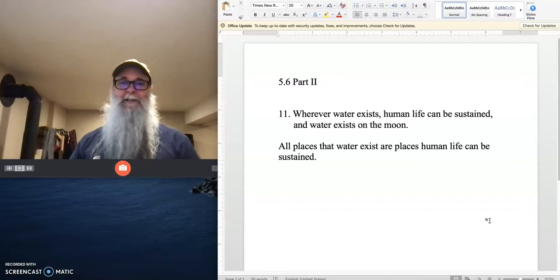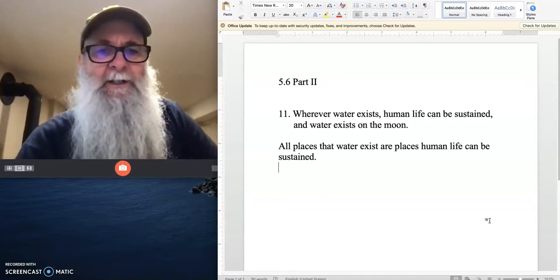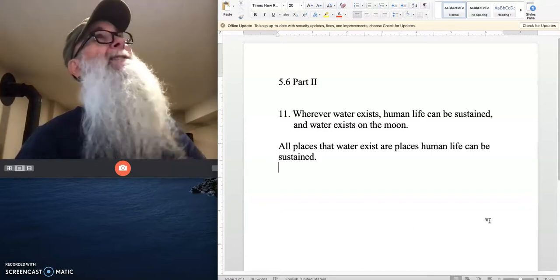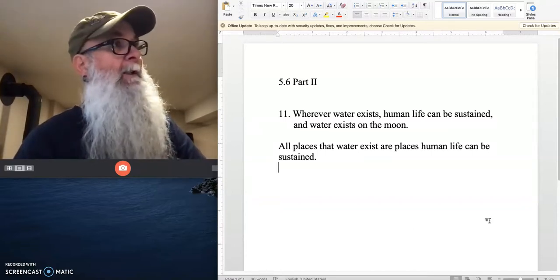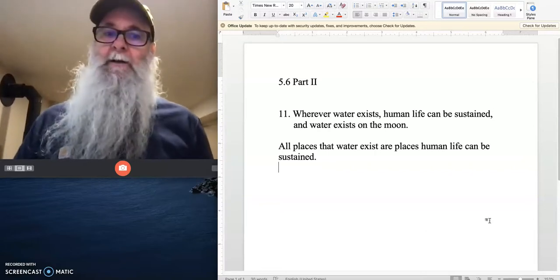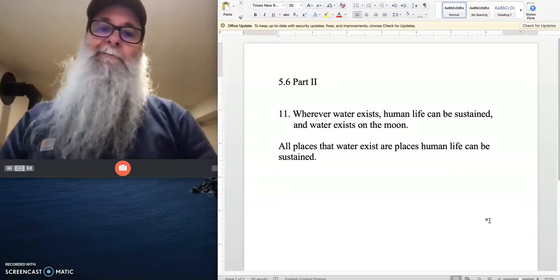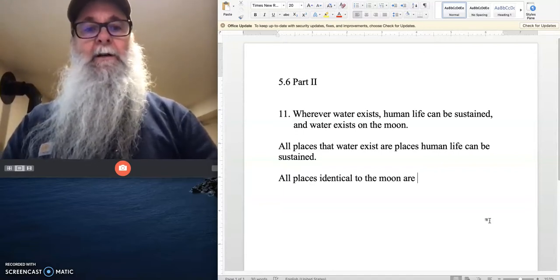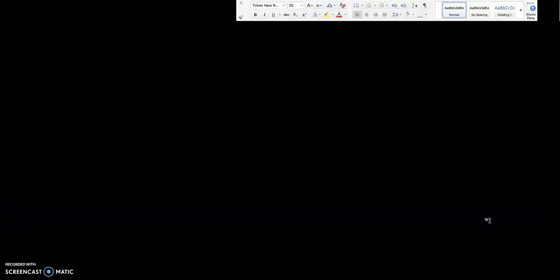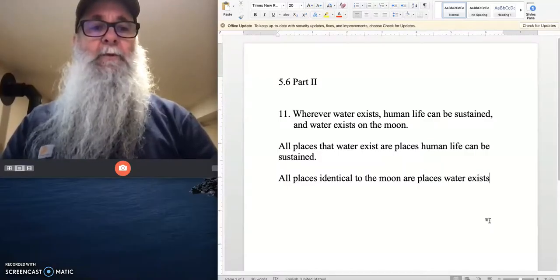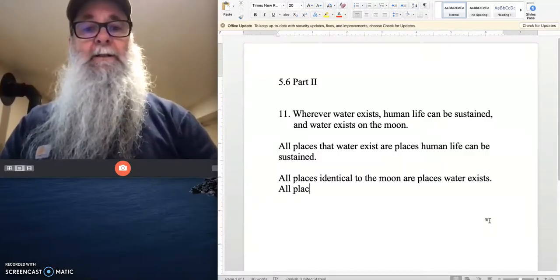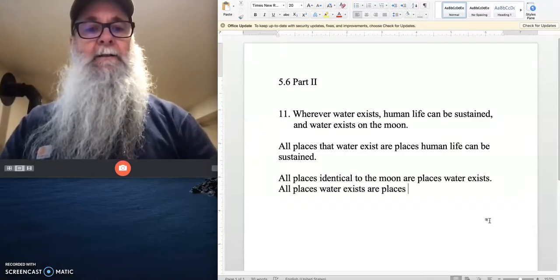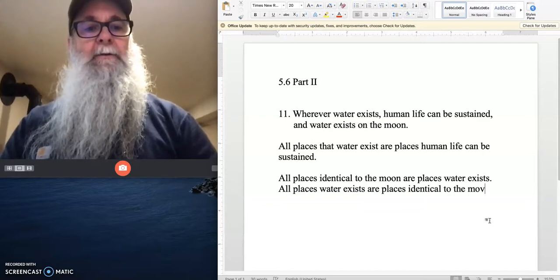So now I got to figure out this second sentence. Water exists on the moon. Is that telling me some water exists on some moons? Is that telling me that some moons have water? Or is that telling me all places identical to the moon are places water exists? That's one possibility. All places water exists are places identical to the moon.